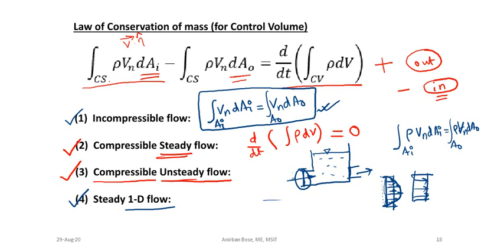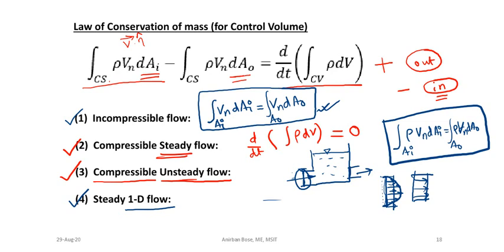I think this is clear, what we mean by the 1D. Now you see what will be the form of the conservation of mass if it is steady 1D flow. If it is steady 1D flow, already we have seen for the steady flow, this is the form, right? For the steady flow, this is the form of the equation. But along with that, if it is a 1D flow, then what will be the form?